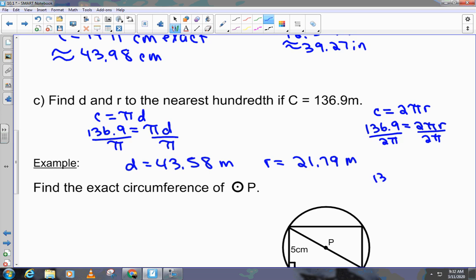Now, if I plug this into my calculator, remember I told you that your calculator knows its order of operations better than you ever will, right? So if I plug this into my calculator it is going to do 136.9 divided by 2, then it's going to take that answer times pi. Is that what we want? No. We want to divide this whole thing by 2 pi. So what are you going to have to do? You have to put it in parentheses. Okay? So if you ever divide by something that is a quantity like 2 pi, then you need to put it in parentheses. Otherwise, it does its own thing. Okay?